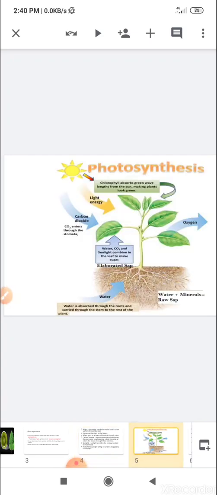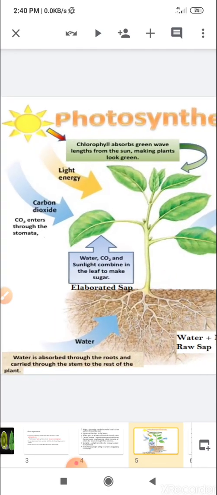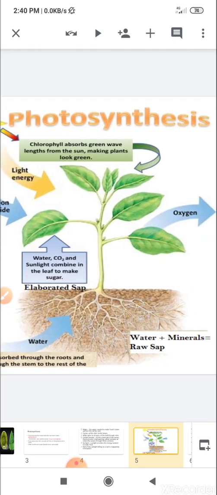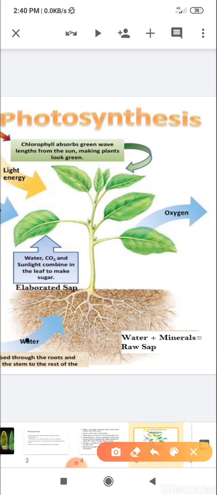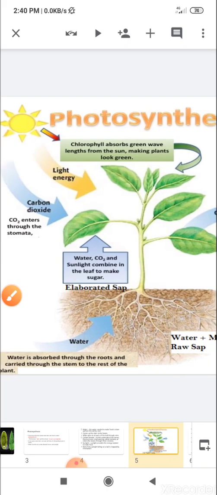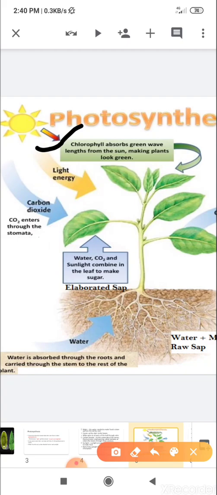Children, now in this figure you can see a plant getting water from the root, and sunlight, light energy from the sun, and carbon dioxide from the air, which enters into a leaf through the stomata. The carbon dioxide enters through the stomata. If the stomata is not open, then it will not enter the leaf. So stomata allow the entrance of carbon dioxide.